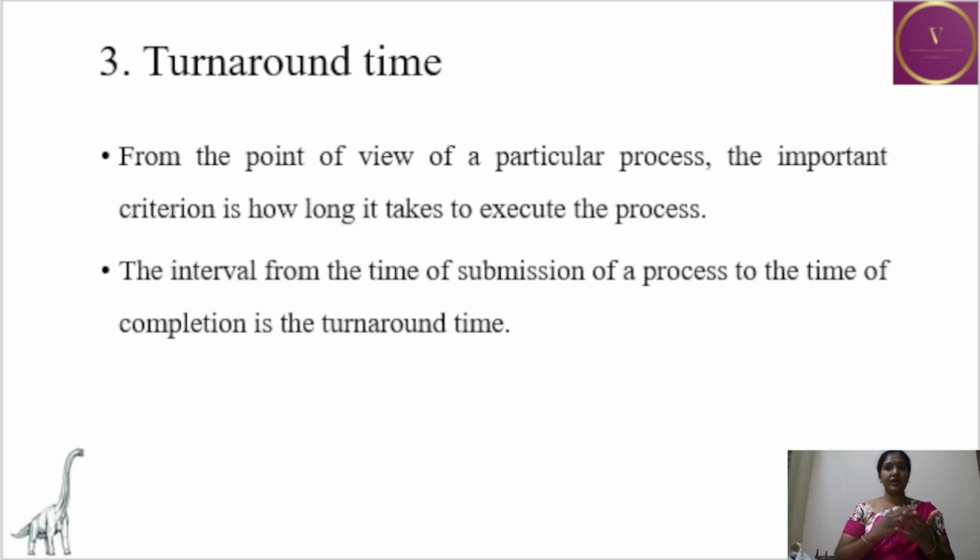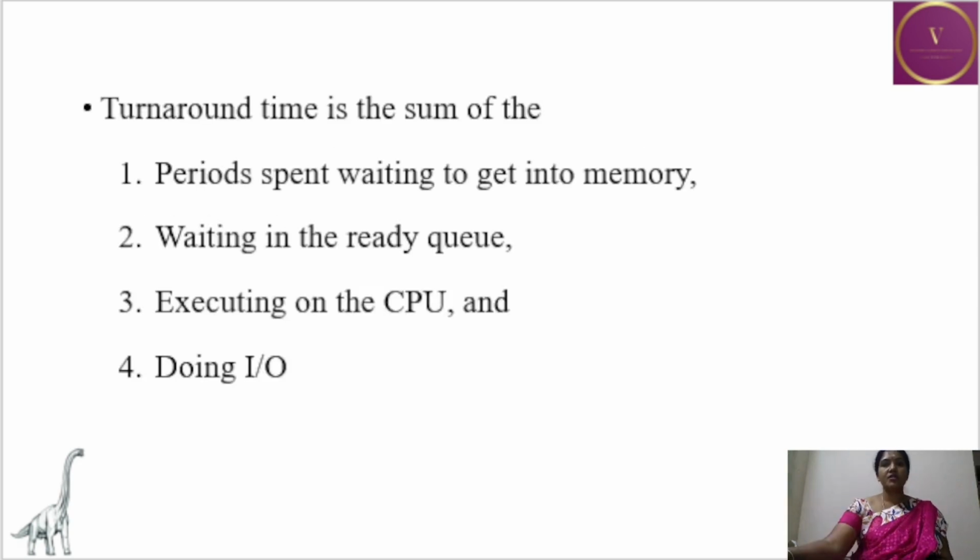So the interval from the time of submitting the process to the time the process is completed is called turnaround time. This is from the point of view of the process, and throughput is from the point of view of the CPU. All right. So turnaround time is the sum of the periods spent waiting to get into memory, waiting in the ready queue, executing on the CPU, and doing the IO operation. So that is what is called turnaround time.